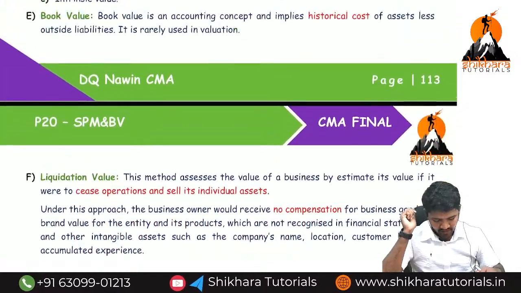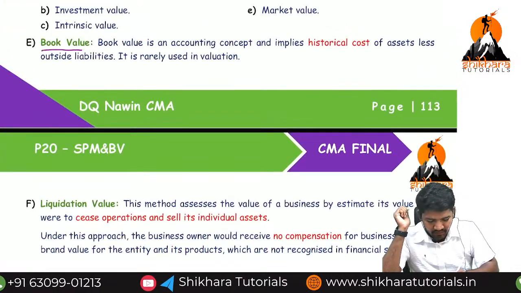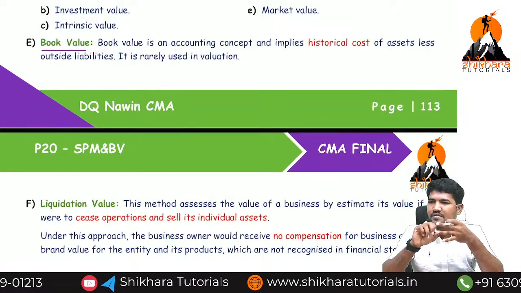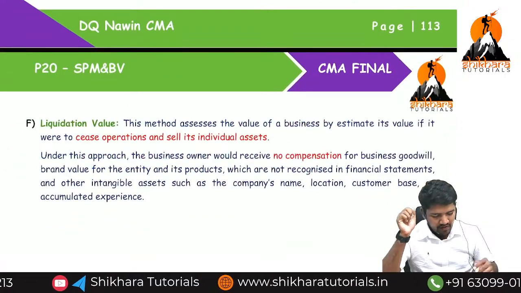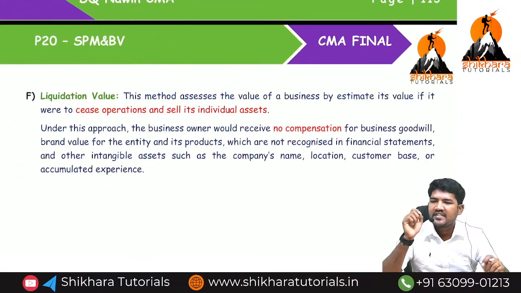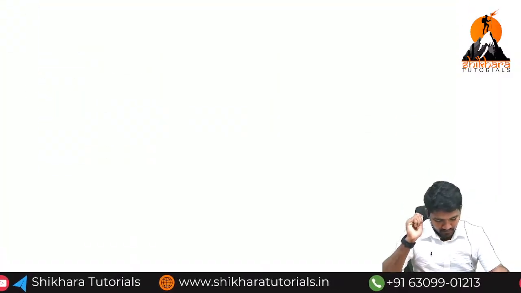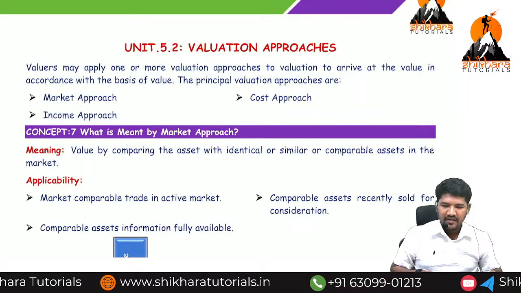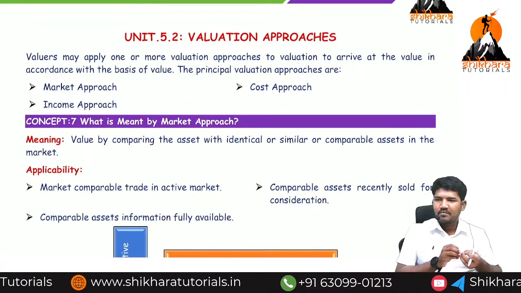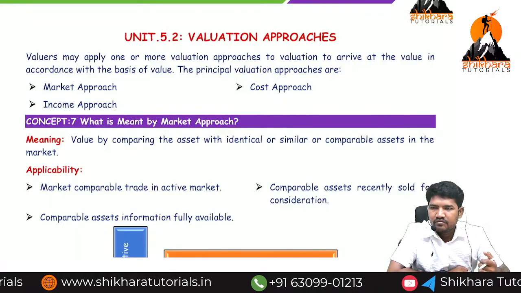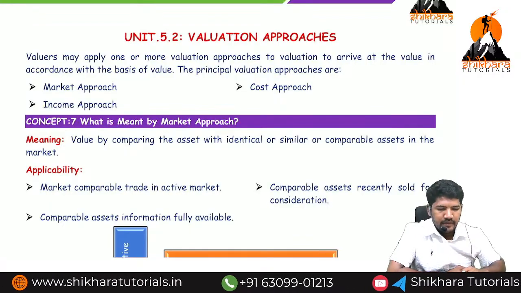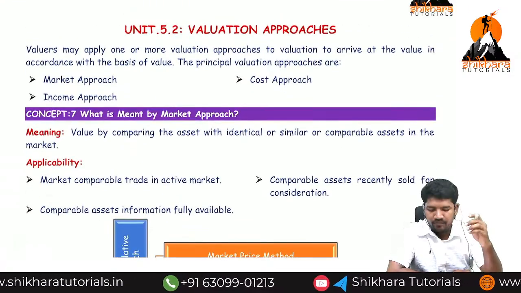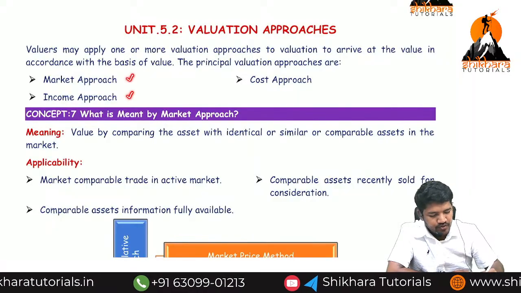Book value, you know that: what you recorded in your books of accounts in a historical nature is known as book value. Liquidation value, you also know: you are selling on a piecemeal basis, either a single asset or a group of assets. Now, when it comes to valuation approaches, we completed this, but you need to understand some more points in these approaches. Basically you know the three approaches: market approach, income approach, and cost approach.